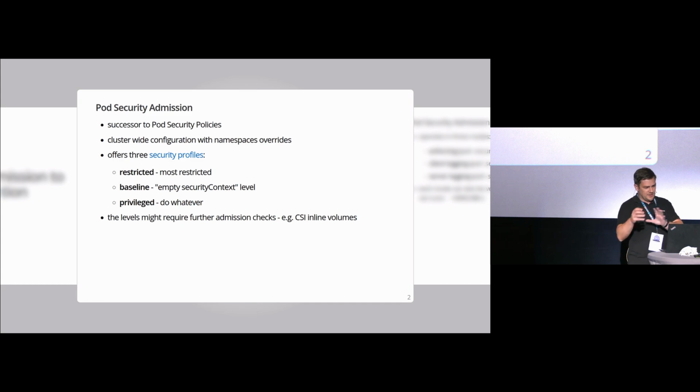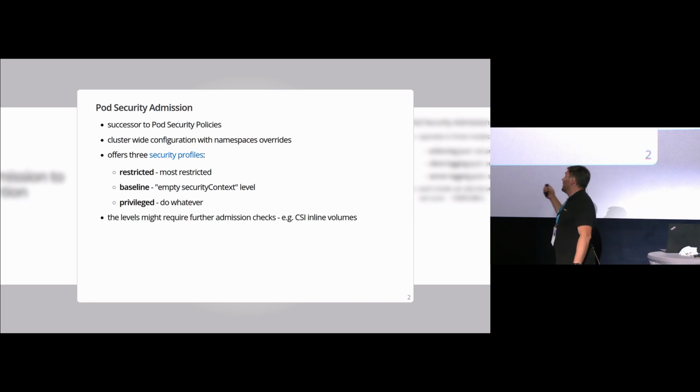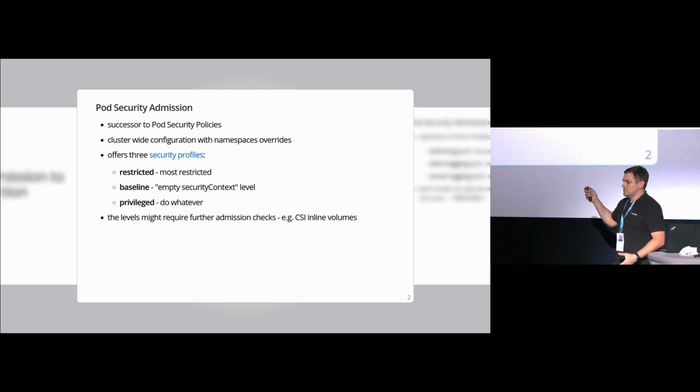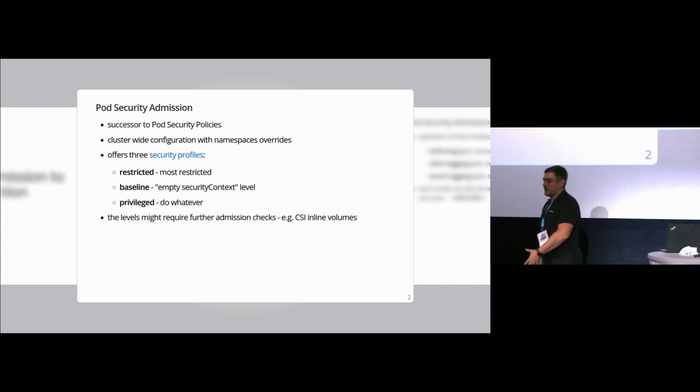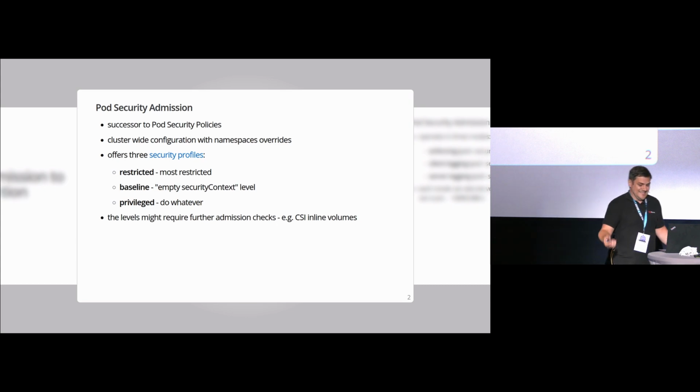Each of these levels, now we got the description, but the levels may also require some further admission checks. Like CSI inline volumes sounds great. This is allowed by all of the profiles, even the restricted one. But if you had, let's say, an NFS CSI driver that lets any pod mount any part of the NFS file system, and then read from it, write to it, you may not want that. So even though you have these security profiles, you may want to add a little bit more admission.